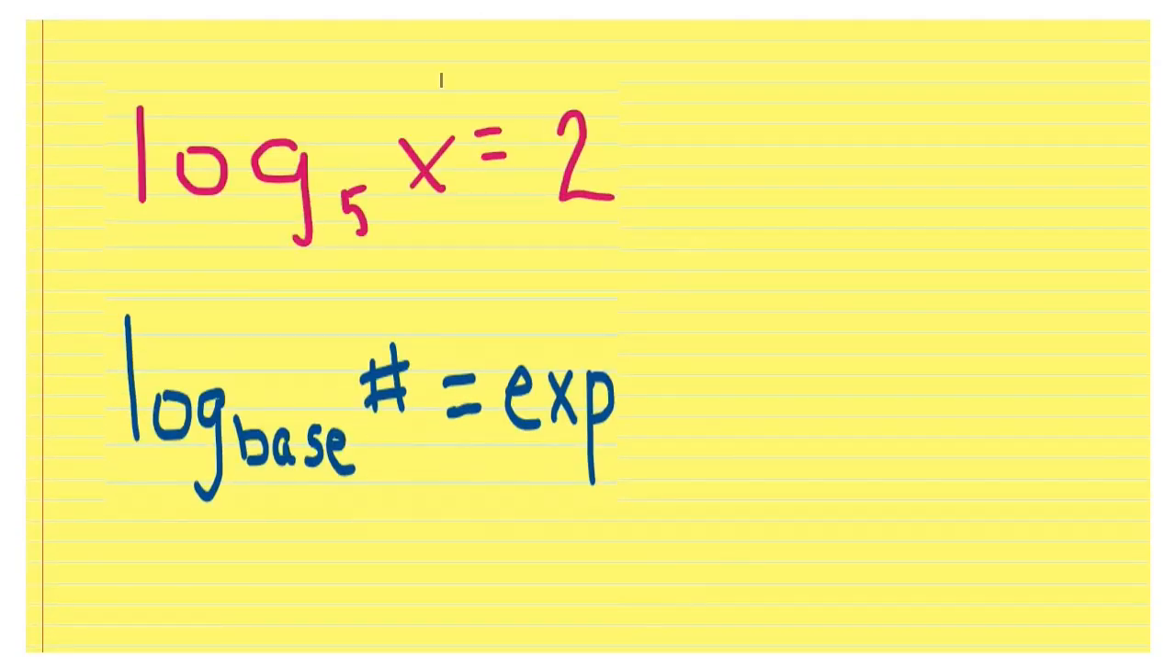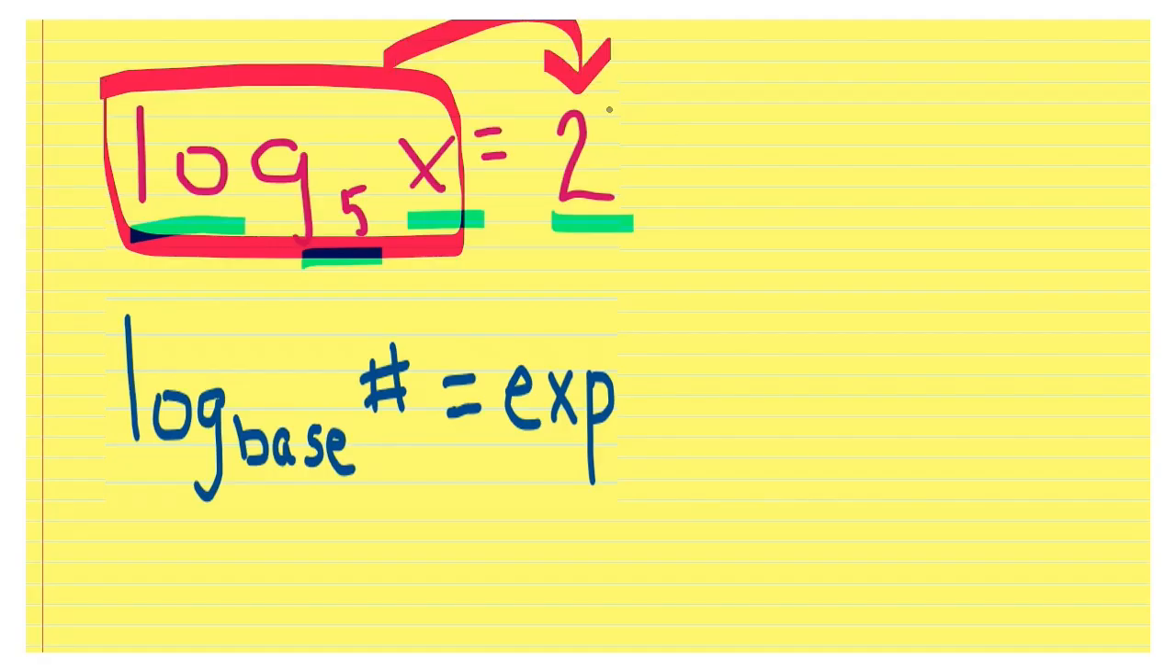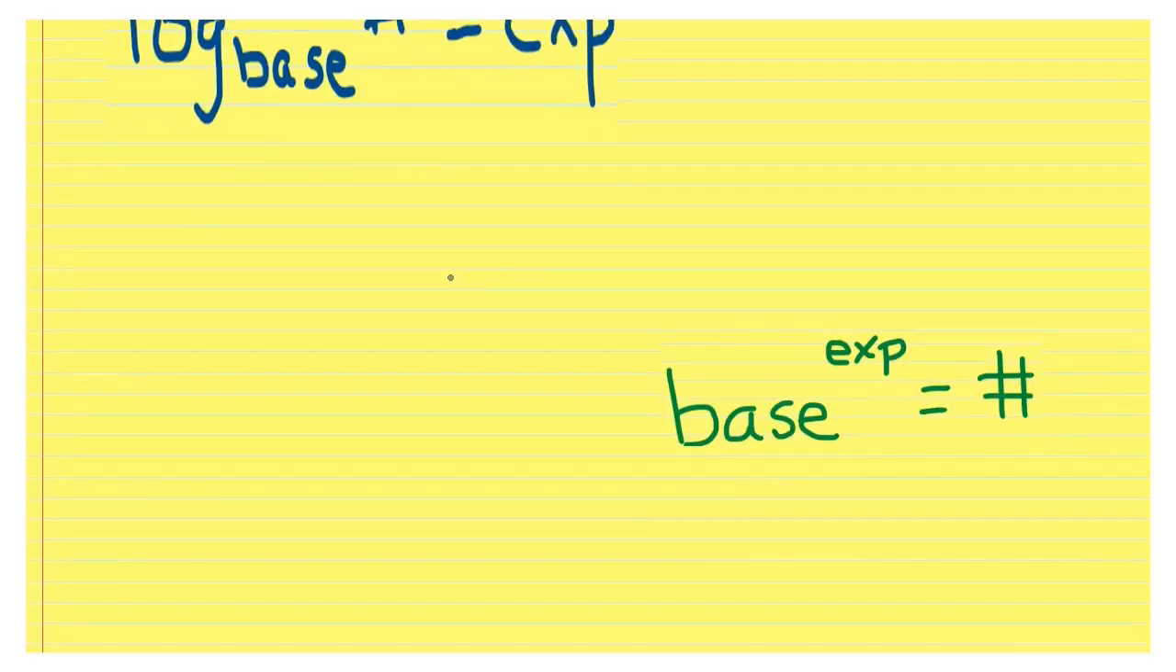Okay, let's look at an example of this. I've got an actual log here. It says log base 5 of x is equal to 2. Well, based on what we just said, all of this is the log, and it is going to be equal to the exponent. So the 2 would actually be the exponent. Now, it doesn't look like it's the exponent here, right? But we're about to switch it up in a minute. We're going to learn how to change it because they are interchangeable.